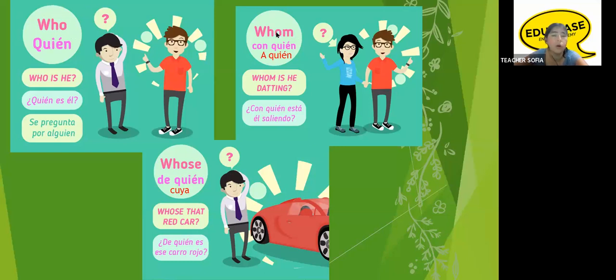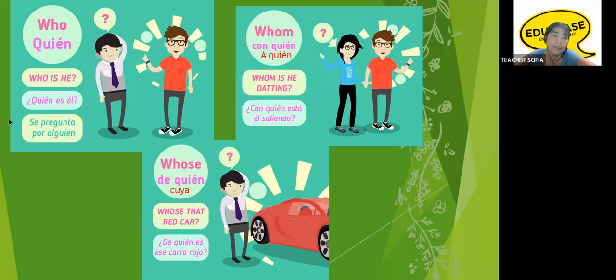We have who, whom, and whose. As you can see, in this case, the meaning is different. They look a little bit similar, but they are fairly different. So we have here who specifically, right? Who is he? But when we say whom, it is with that person, or you and someone else. So here we can see con quién, right? Or a quién. That is different.